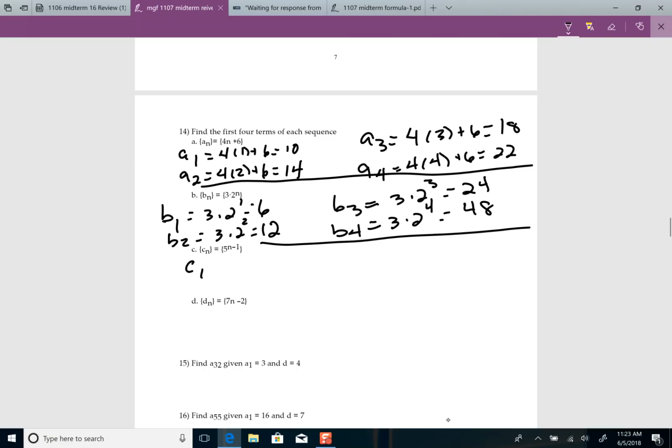Let me write some lines so you can see between there. For C, C1 is 5 to the 1 minus 1. This is 5 to the 0, which is 1. C2, 5 to the 2 minus 1 is just 5.